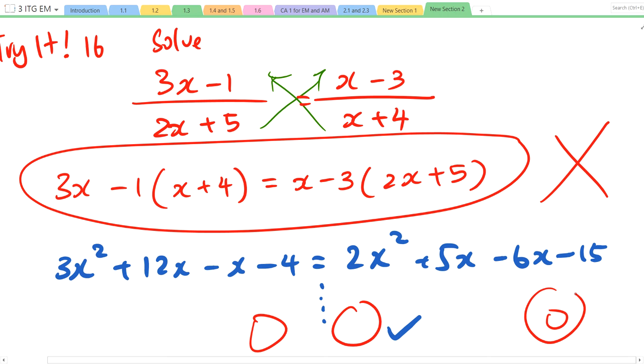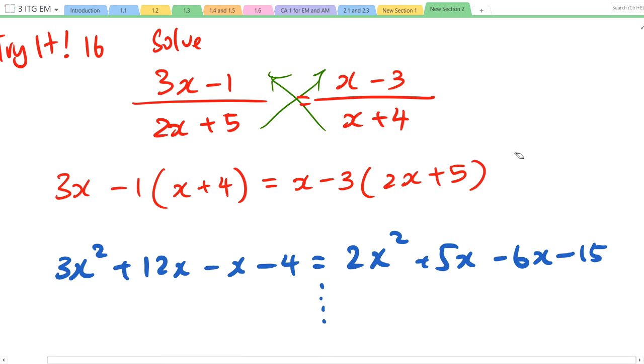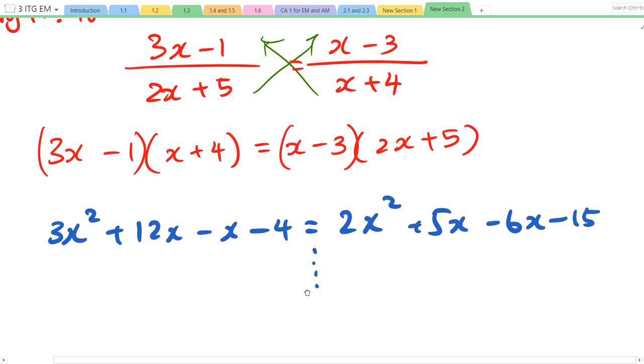Okay? If you don't get your method mark, you will not get your answer mark even though your answers are correct. So, to rectify this, we must have the brackets. Can? Okay, so now, what shall we do? After I have expanded everything, what should we do?